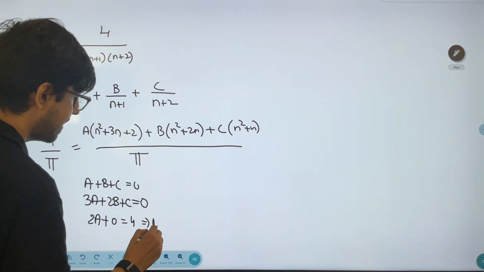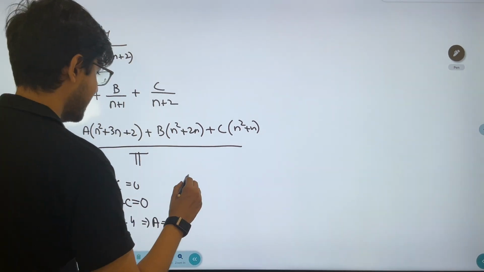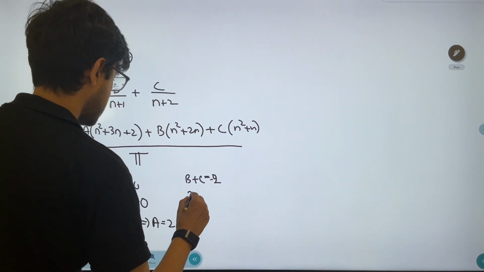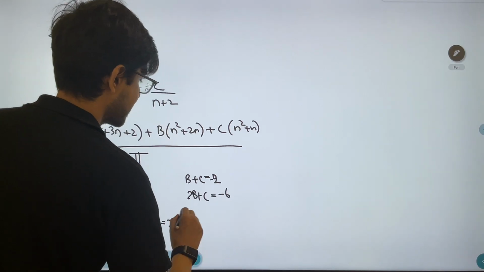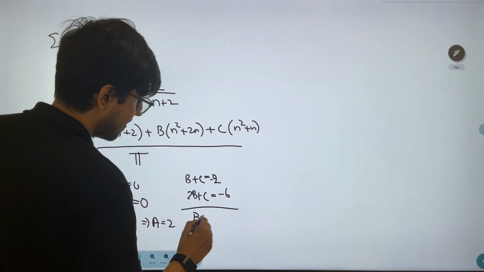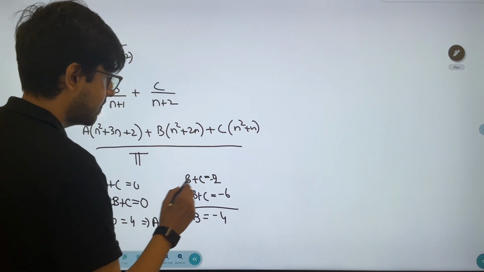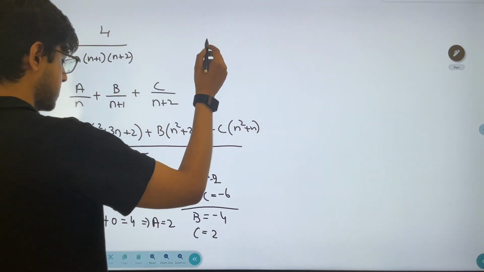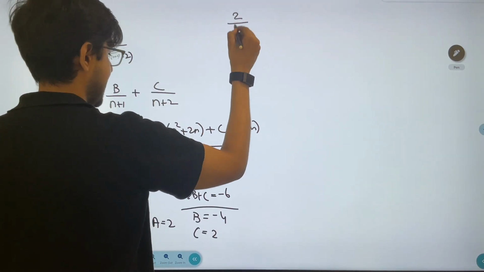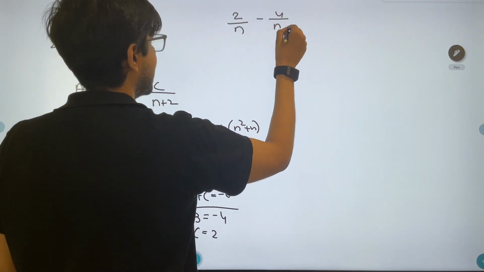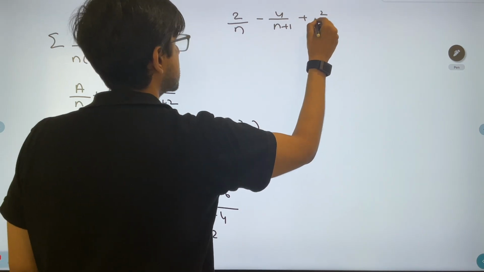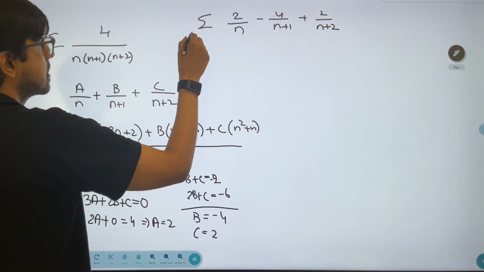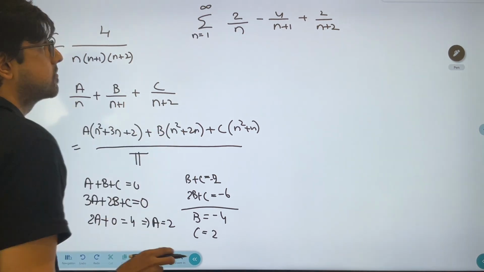So from here I will get a is equal to 2, and then I have b plus c is equal to minus 2 and 2b plus c is equal to minus 6. So if I subtract this, I have b is equal to minus 4, and when I plug that back in, I'll get c is equal to 2. So the partial fractions are 2 by n minus 4 by n plus 1 plus 2 by n plus 2. And this is the summation I want as n varies from 1 to infinity.